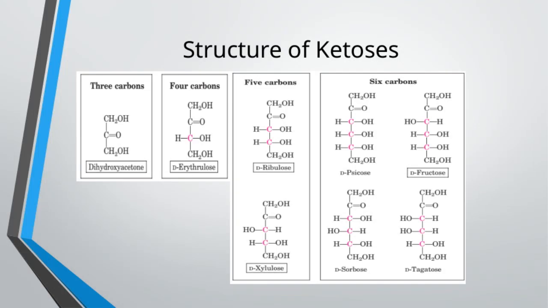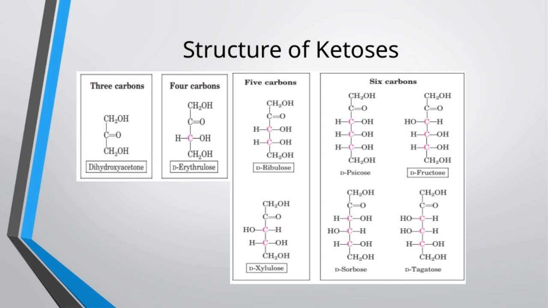Let's take a closer look at the structure of ketoses. As you may recall, ketoses are a type of monosaccharide characterized by the presence of a ketone group. This structural feature is what sets them apart from aldoses, which have an aldehyde group instead. The key point here is that in ketoses, the ketone group is typically located at the second carbon atom, hence the term ketose. Now, this structural arrangement influences the molecule's reactivity and its ability to undergo various transformations.